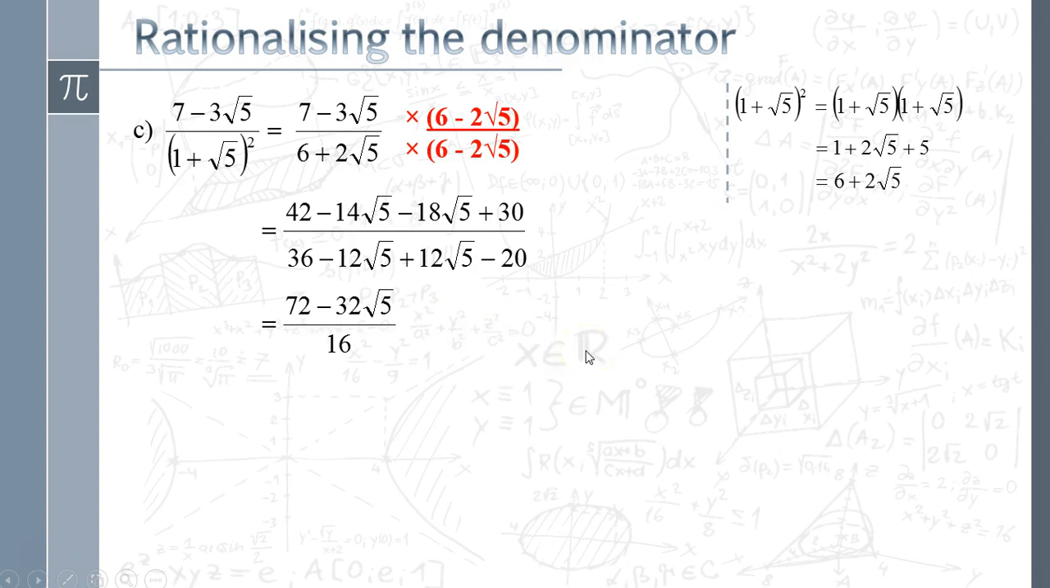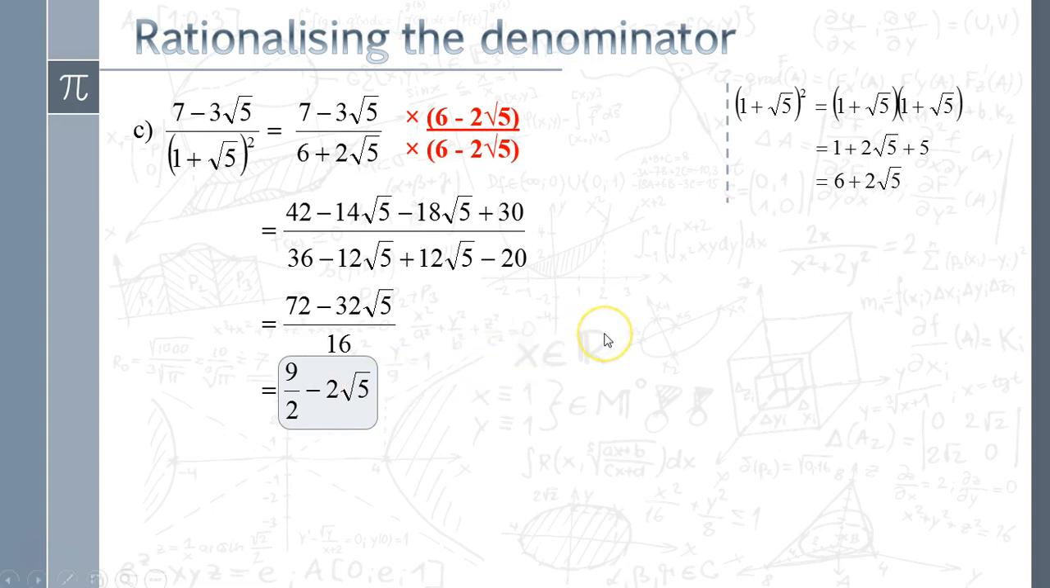And again, we've just got a little bit of simplifying to do, and you've got some choice on how to do it. I've looked at this and gone, well, I've got 32 and 16, that's going to be 2, so let's just deal with that and do it that way. So I end up with 9 over 2 minus 2 root 5. There are another couple of ways in which we could describe that, but for me, that's probably about the simplest.